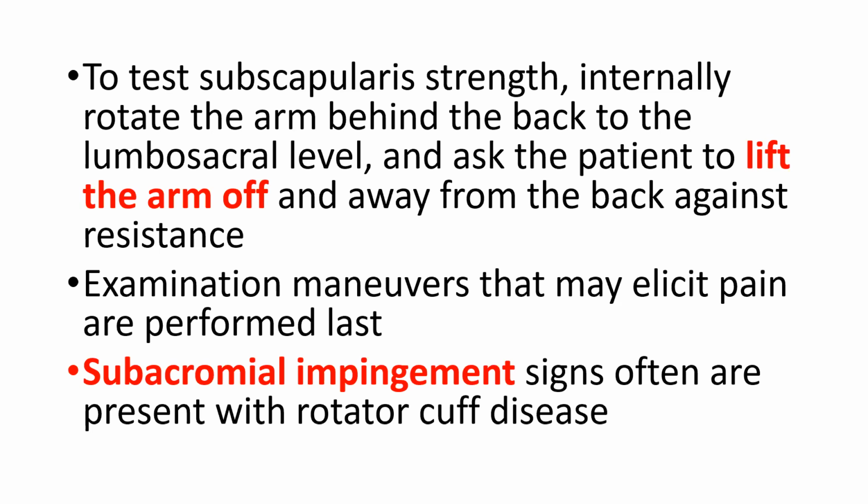So you have the Hawkins sign, you have the subacromial impingement signs, by lifting the arm up and internally rotating. This will impinge the greater tuberosity on the acromion if you have an impingement condition, and the patient will have pain.